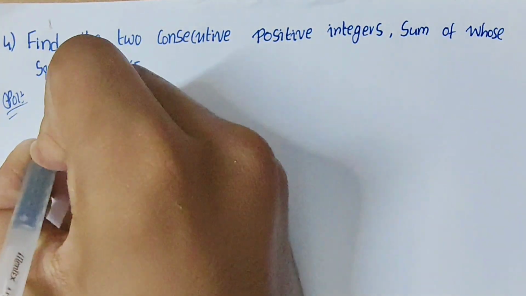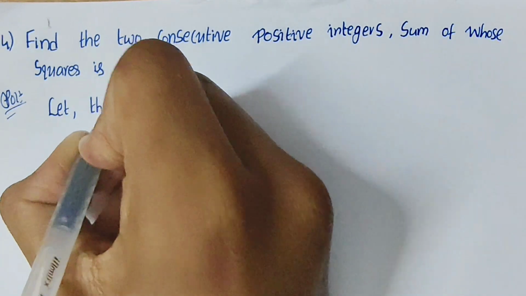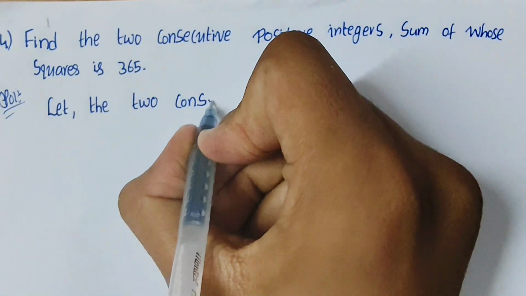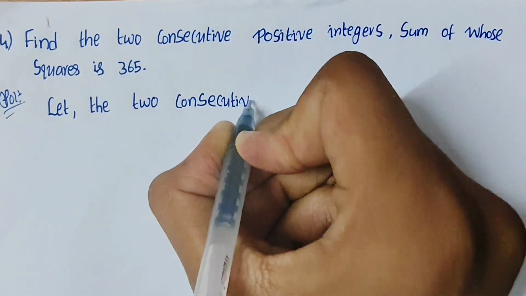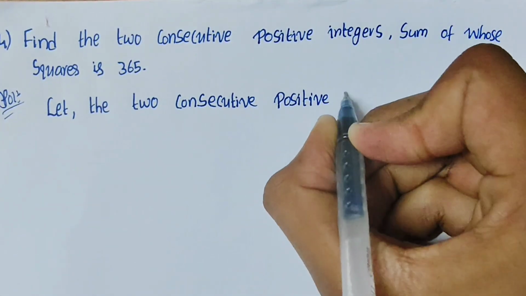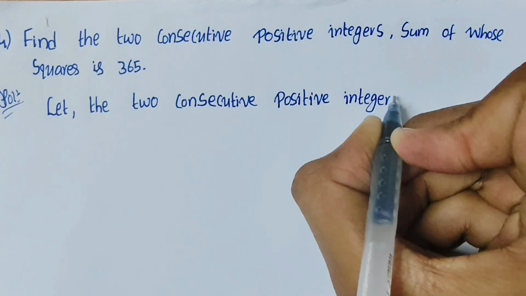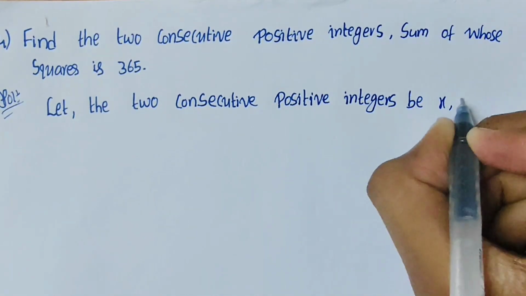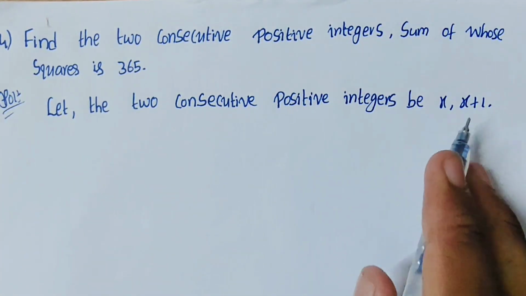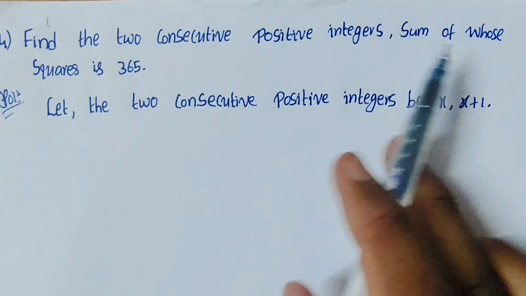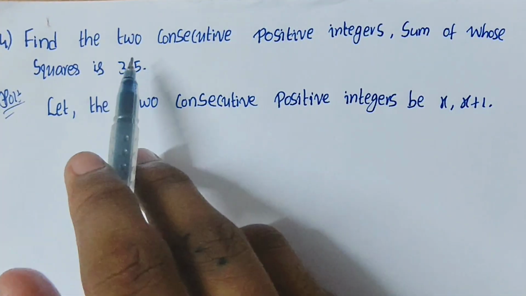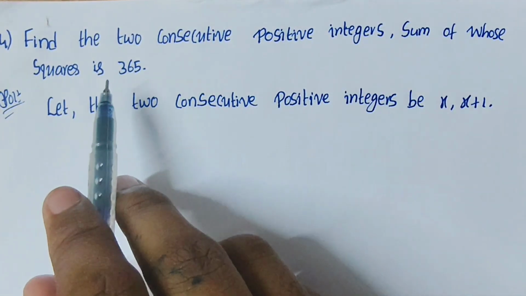Let the two consecutive positive integers be x, x plus 1. I am taking the two consecutive positive integers as x and x plus 1. The sum of whose squares is 365. He said the sum of the squares of two consecutive positive integers is 365.